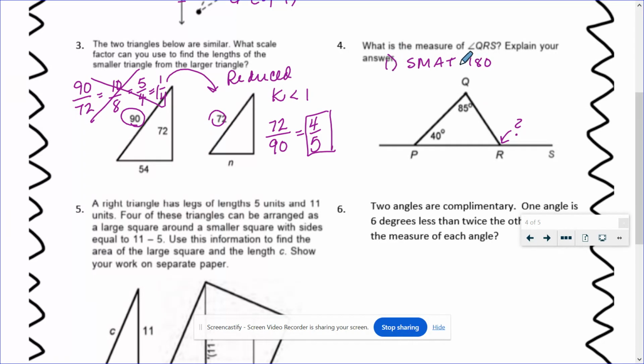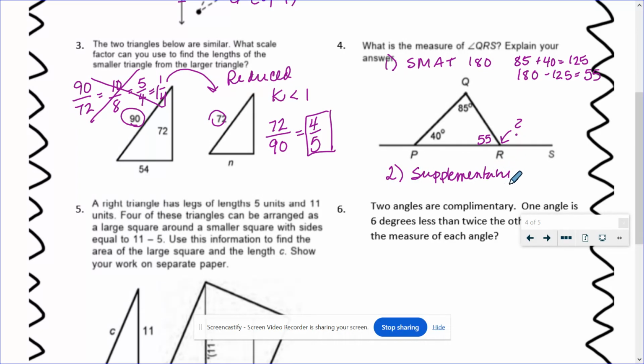So my first step is going to show and explain how to find this angle right here. I'm going to take 85 plus 40, which is 125, and then I'm going to take 180 minus 125, and that's going to be the value of 55. So I know that this angle inside is 55. And wherever I have a straight line, the angles add up to 180. So my second reason is because of supplementary angles.